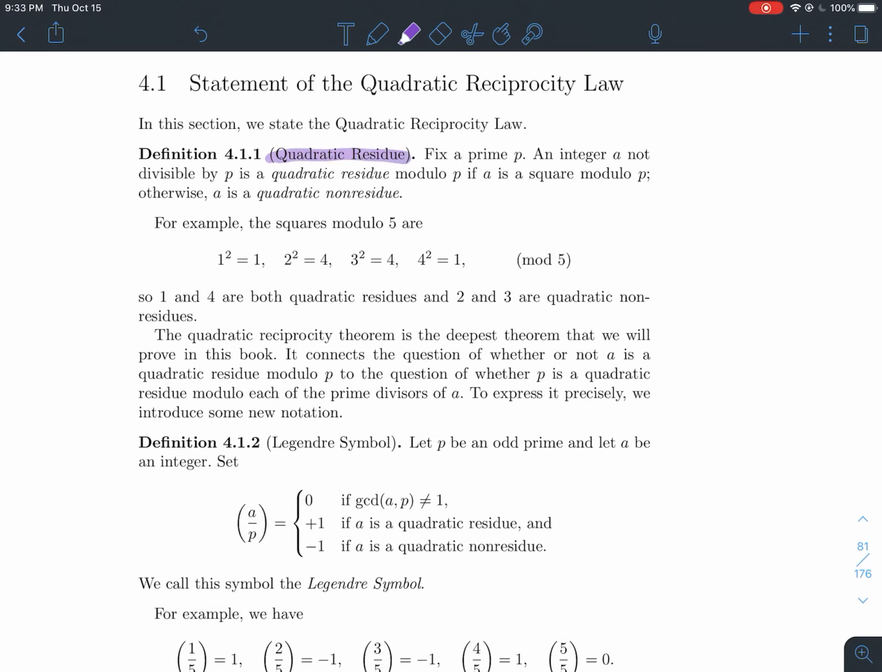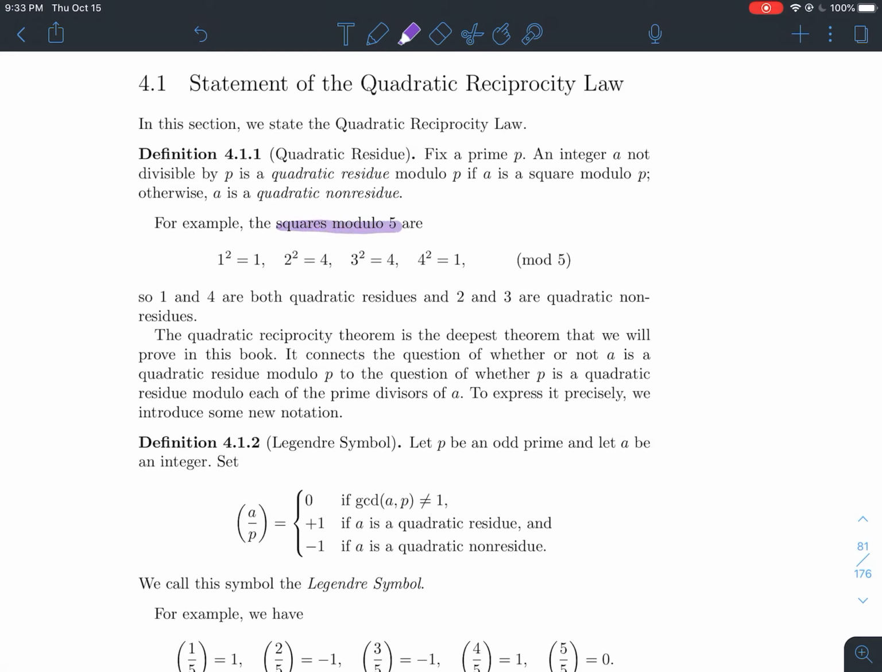So for a quadratic residue, we're going to fix a prime number p. If we pick an integer a that's not divisible by p, then we'll say that this number a is a quadratic residue mod p if a is a square mod p. Otherwise, we're going to say a is a quadratic non-residue. To get an idea of what this is, let's look at a concrete example.